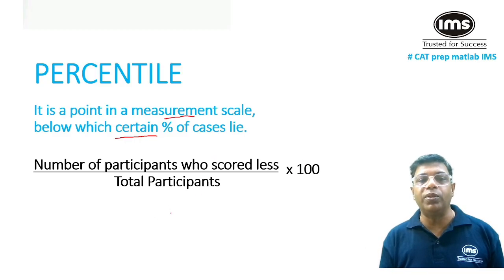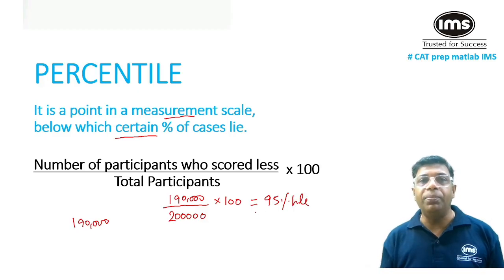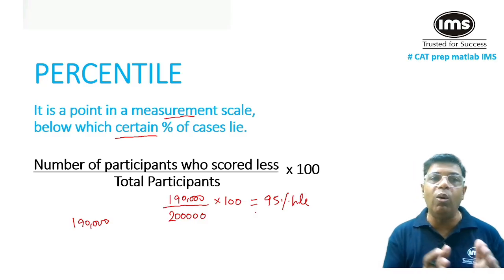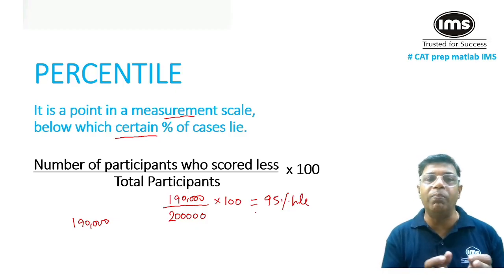For example, let's take 2 lakh aspirants writing CAT. Out of that, 1,90,000 people have scored below one particular person, then his percentile will be 1,90,000 divided by 2 lakh into 100. So this percentile will become 95. It means 95 percentile means 95% of the candidates have scored below that particular person. If someone is getting 99 percentile, it simply means 99% of the students have scored below him.